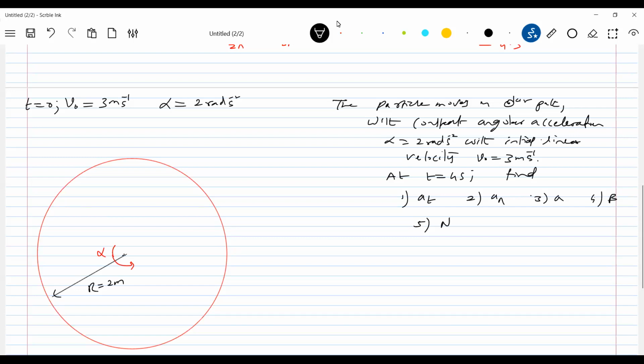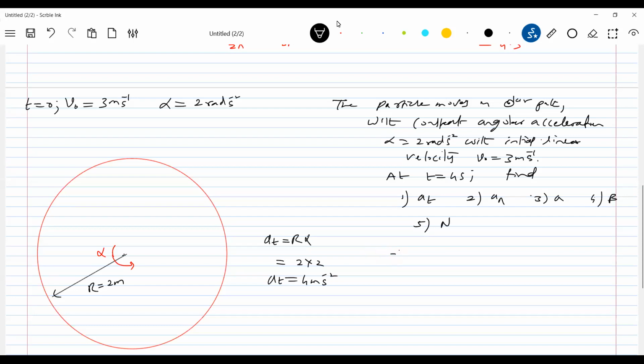So first, what is A tangential? We know A tangential should be equal to R alpha. What is the value of R? 2 into 2, so this is 4 meters per second square. Then what is the velocity of the particle at 4 seconds? The tangential velocity should be equal to how much?